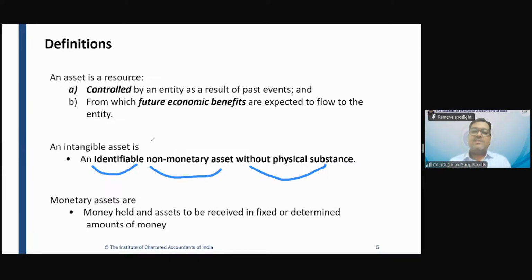So friends, an intangible asset is an identifiable non-monetary asset without physical substance. Without physical substance, we understood. What is meant by non-monetary asset? Very simple. A non-monetary asset is an asset which is not a monetary asset. But what is a monetary asset? Can you give me an example of a monetary asset? Land and building. Land and building is a monetary asset.